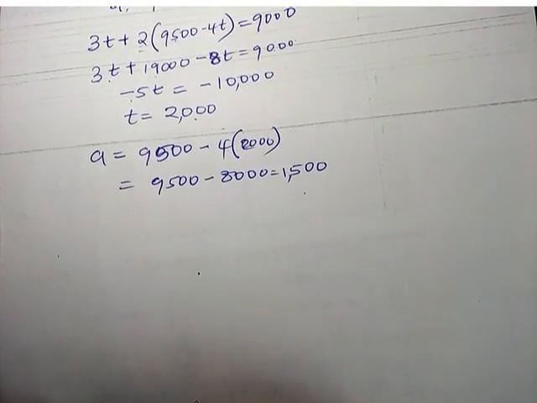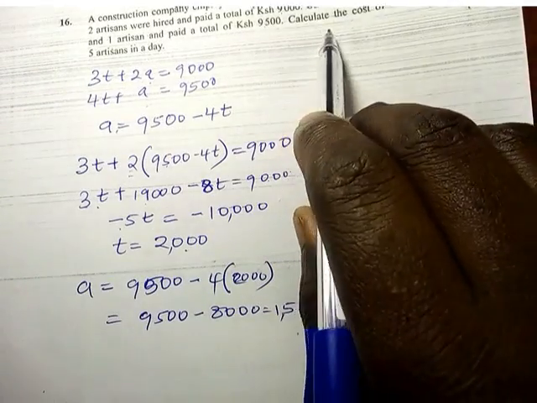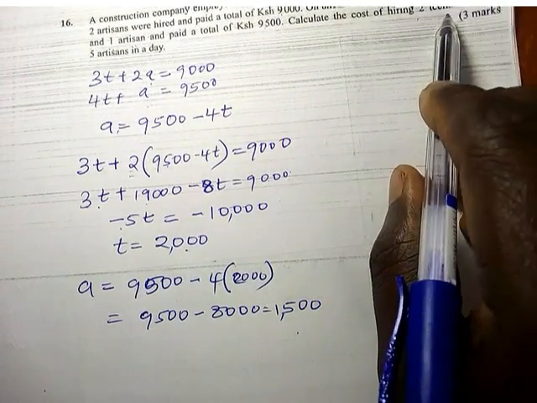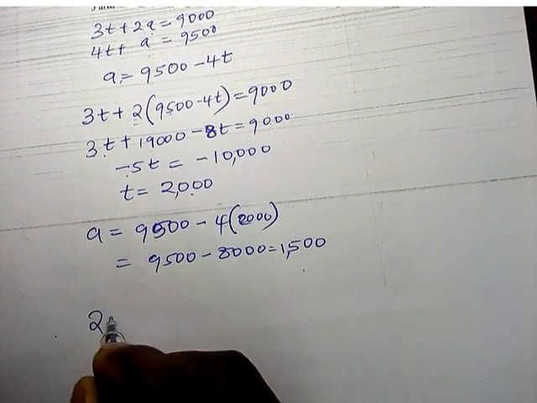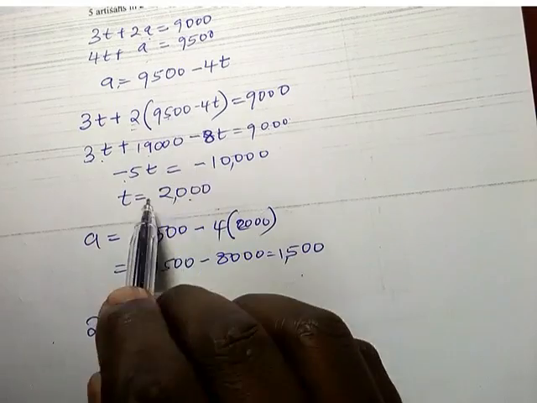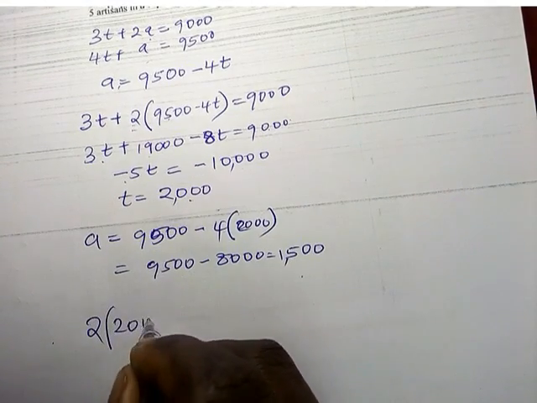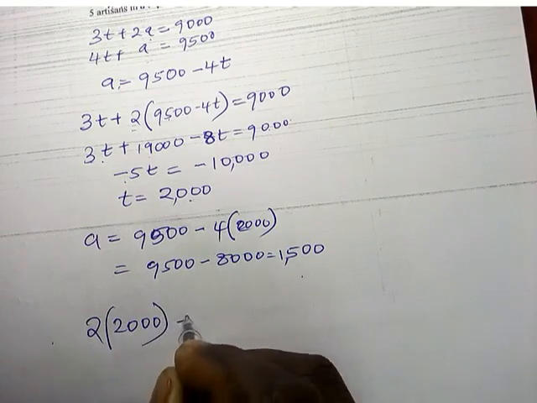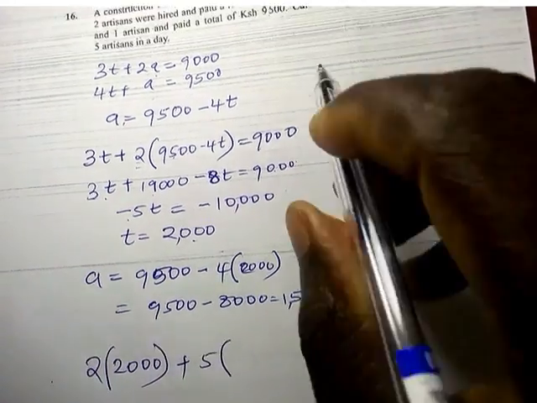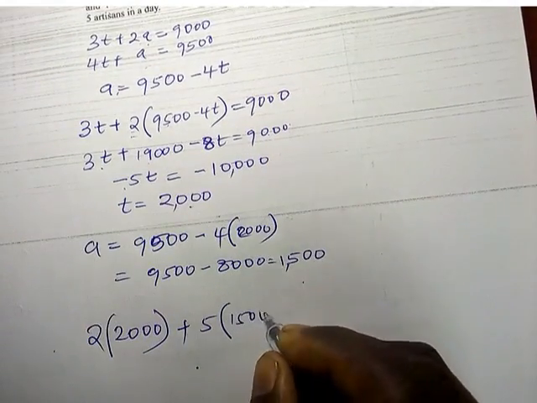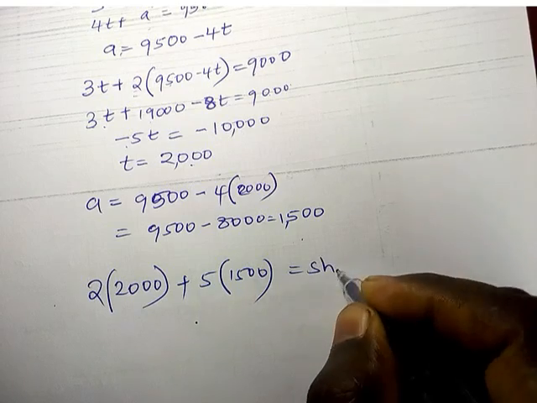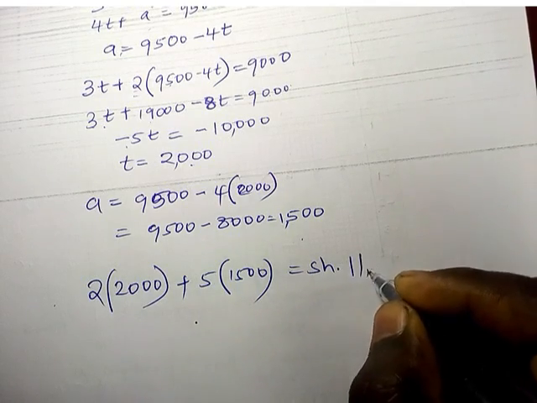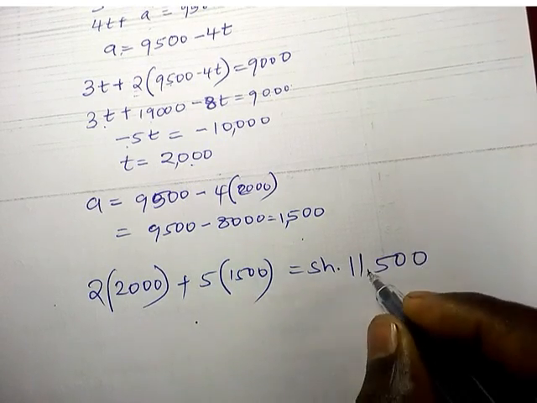So we are asked to calculate the cost of hiring 2 technicians and 5 artisans. So for 2 technicians we have 2 into t, and the t is 2,000, plus 5 into 1,500. And this one will give us Kenya shillings 11,500.